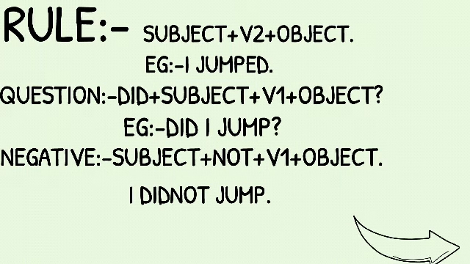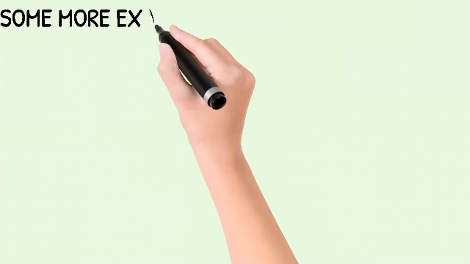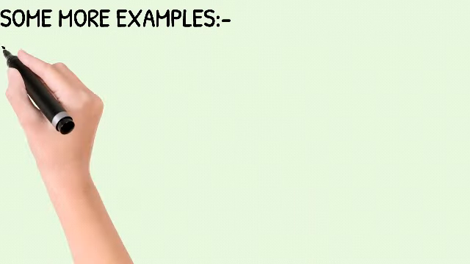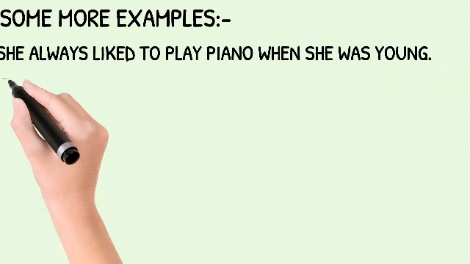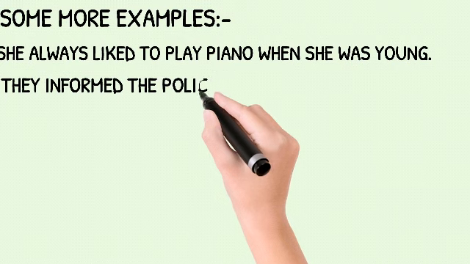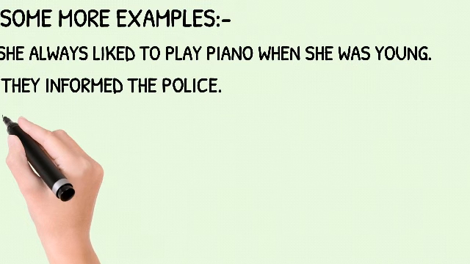Now we will be looking at some more examples for your better clarification. Okay, so let's go. Please listen to these examples very carefully. It will clear all your doubts. First example: she always liked to play piano when she was young. She was young, now she is bigger. The action has been completed, she liked it. Not she like it, nor she will like, but she liked. When she was young, the action has been completed.